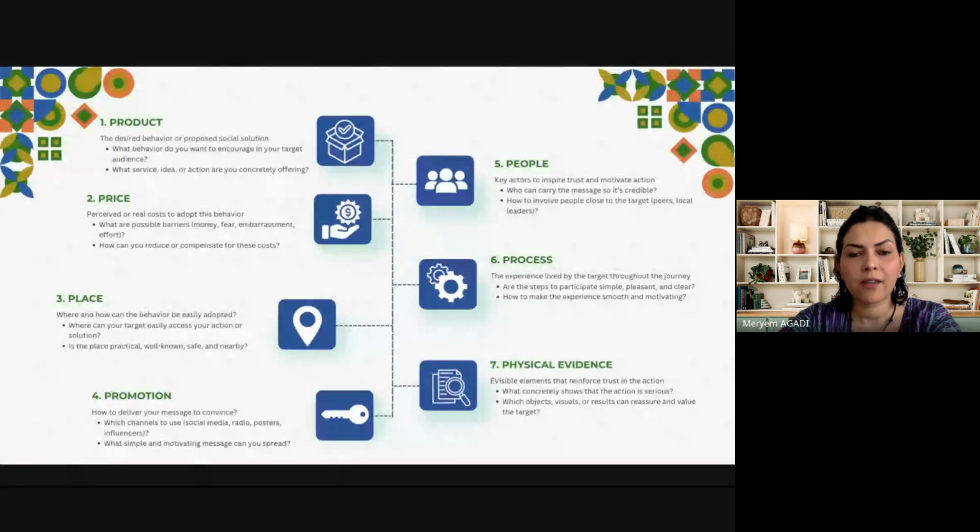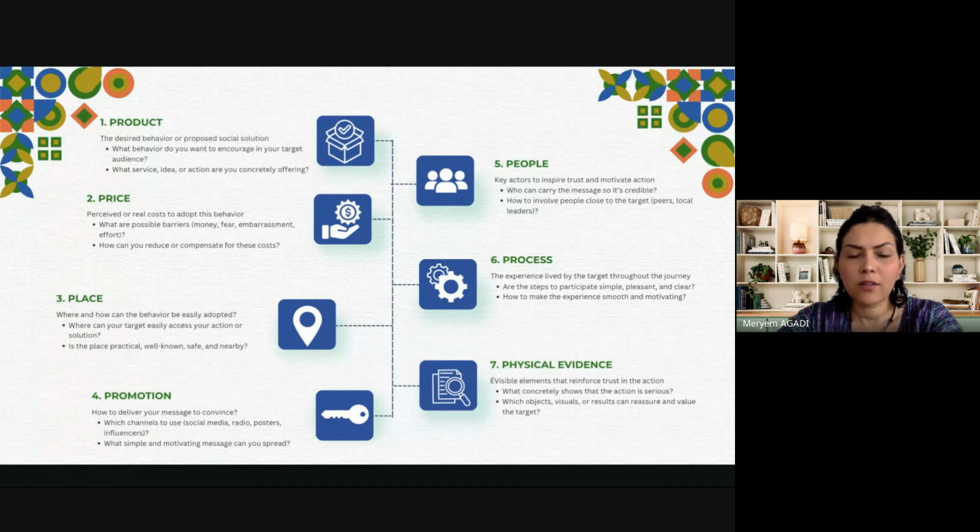Secondly, we have the price, the perceived or real cost to adopt this behavior. And here we ask 2 questions also. What are possible barriers, even if it's money, fear, embarrassment, or efforts that we can have to pay the price or to have the real costs? And how can you reduce or compensate for these costs?